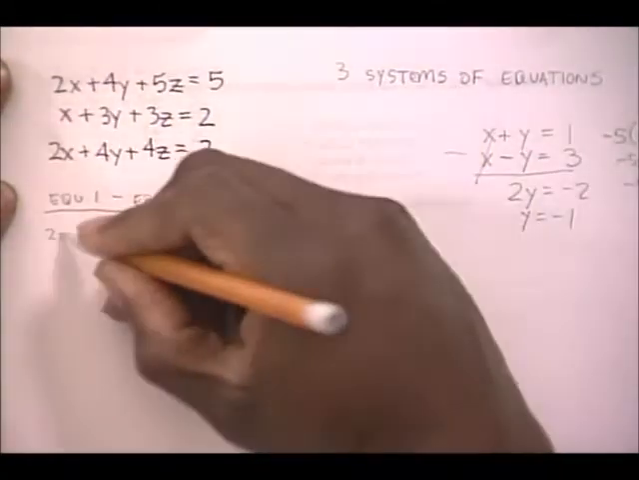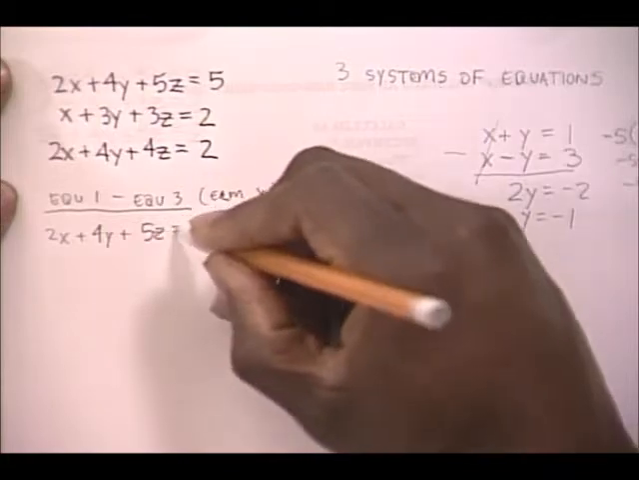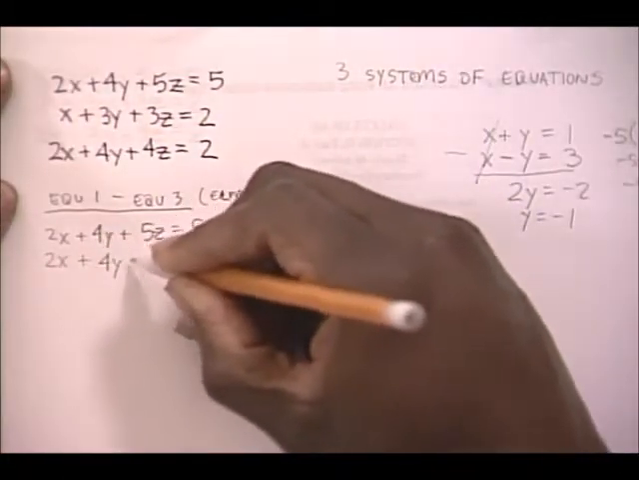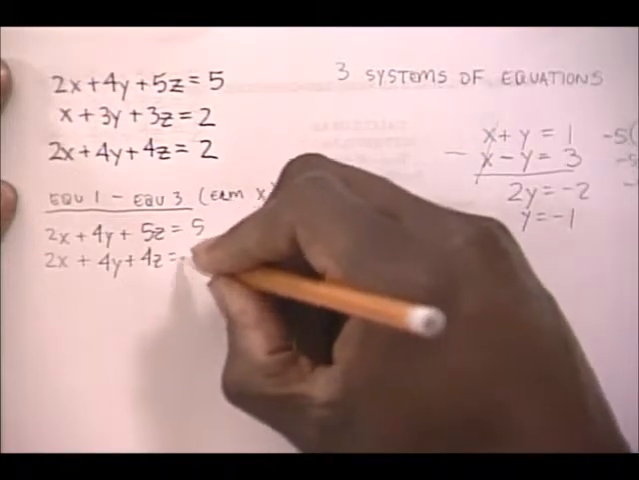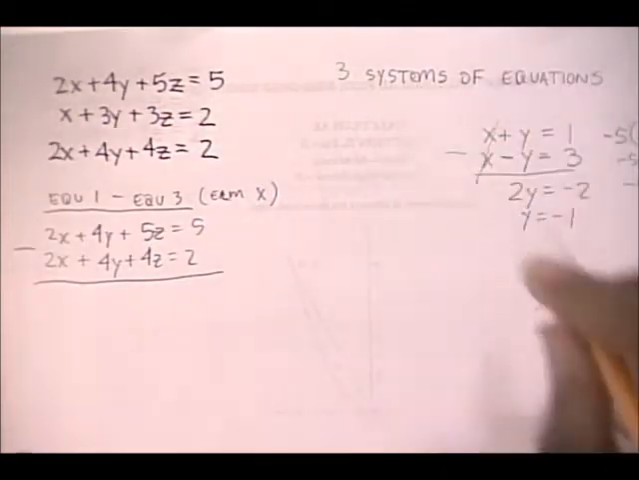All right? So we get 2x plus 4y plus 5z is 5. And then here I get 2x plus 4y plus 4z is 2, and I'm just going to subtract because that will get rid of those x's for me.